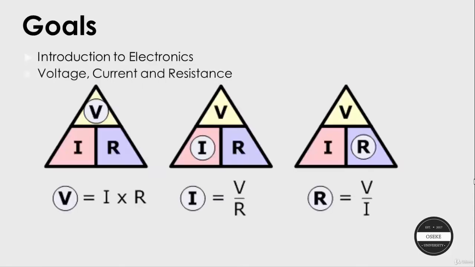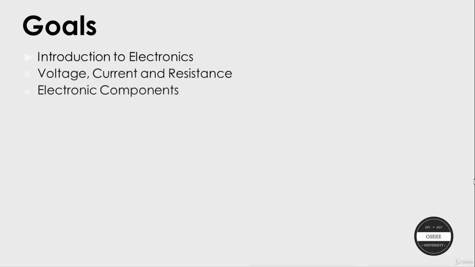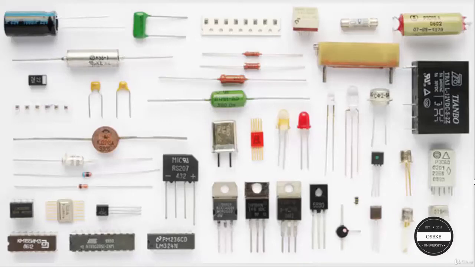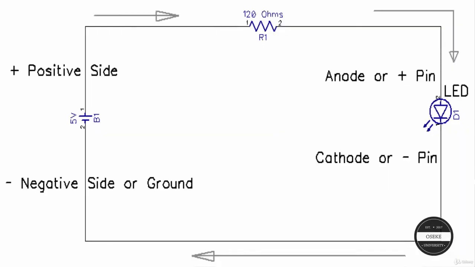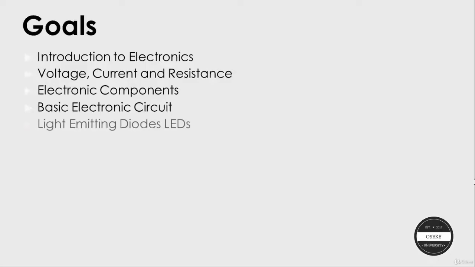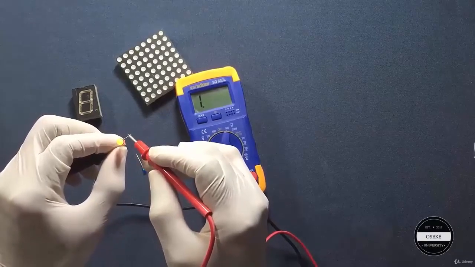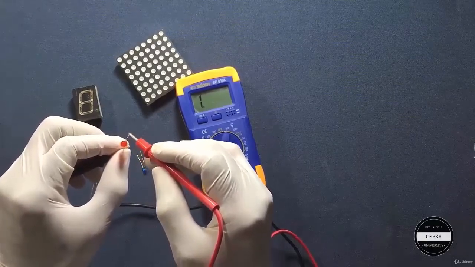You learn about voltage, current, and resistance. You learn about some very important electronic components. You learn about basic electronic circuits, how to build them and how to design them. You also learn about LEDs, which means light emitting diodes.